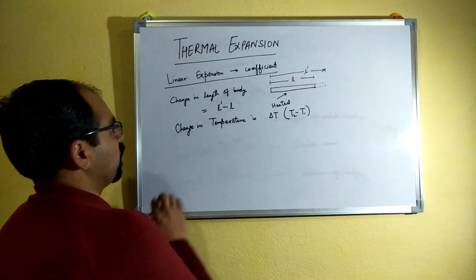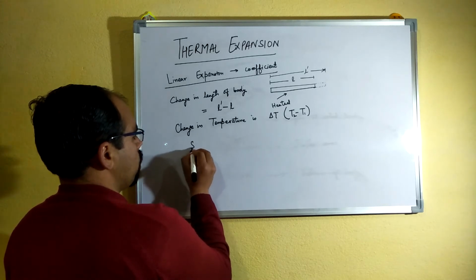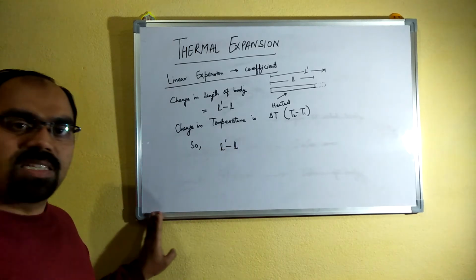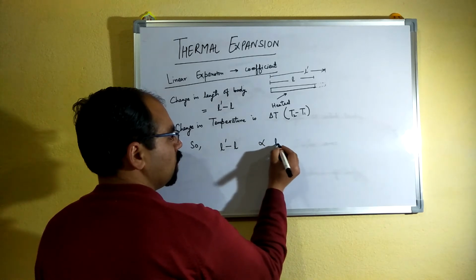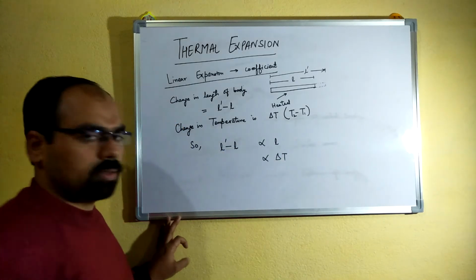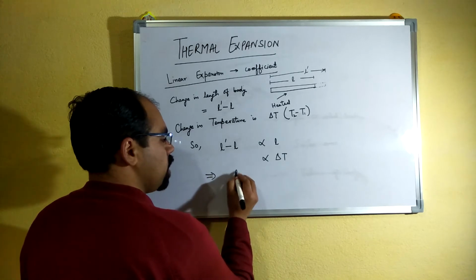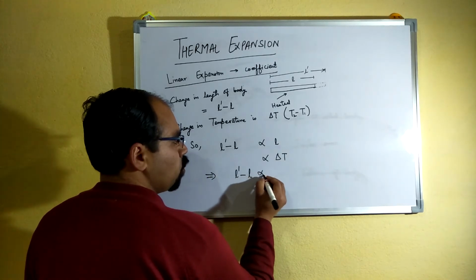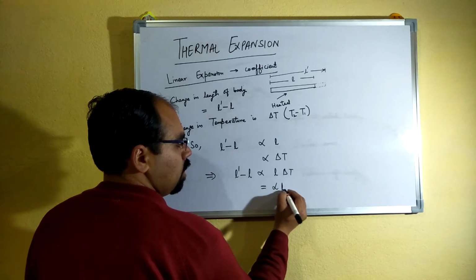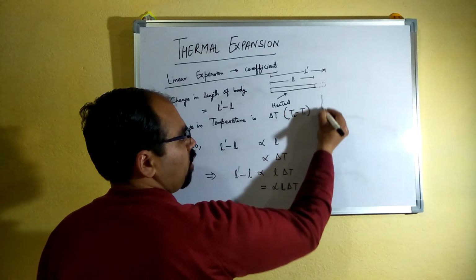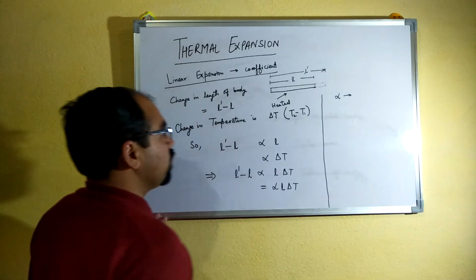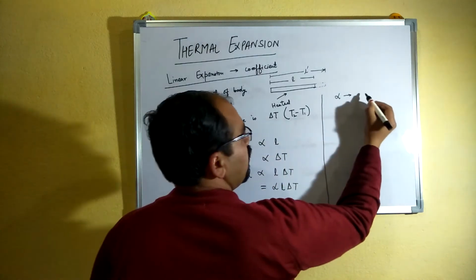Now, look at this, your change in length. It is experienced that this change in length, L dash minus L, depends directly on its original length L and the change in its temperature, delta T. So we can write the change in length L dash minus L as proportional to L delta T, or that can be written as alpha L delta T. Here, alpha is the coefficient of proportionality, and in this case, it is known as the coefficient of linear expansion.